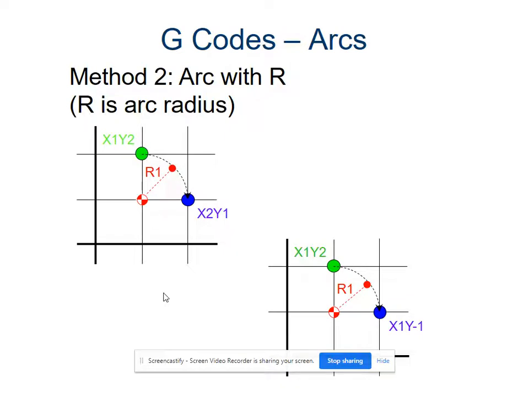So when we program arcs, that's what the G02 and G03 do. They allow us to program an arc. There are two different methods for programming arcs. The first one is the one I just skipped through. It's called I and J.